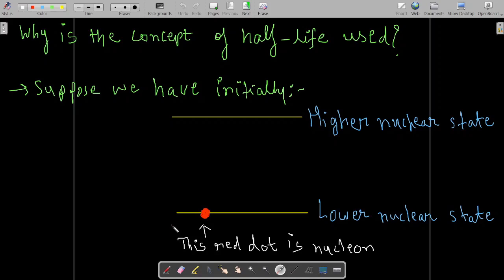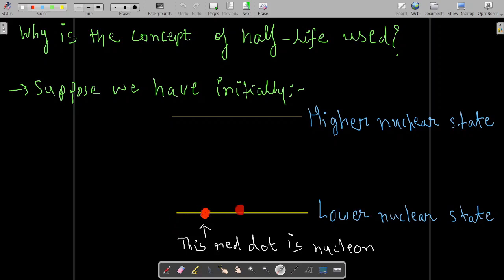Now, all these subshells have nucleons filled up, just like electrons are filled up in the atomic shells. In atomic shells, electrons are filled up. Similarly, in nuclear shells, nucleons are filled up.